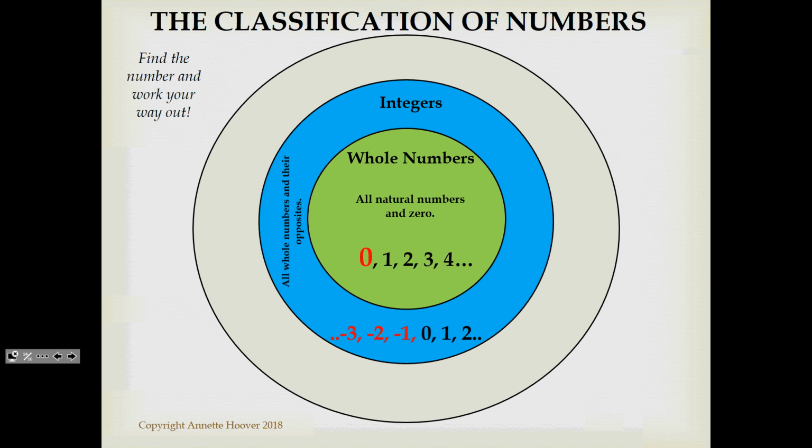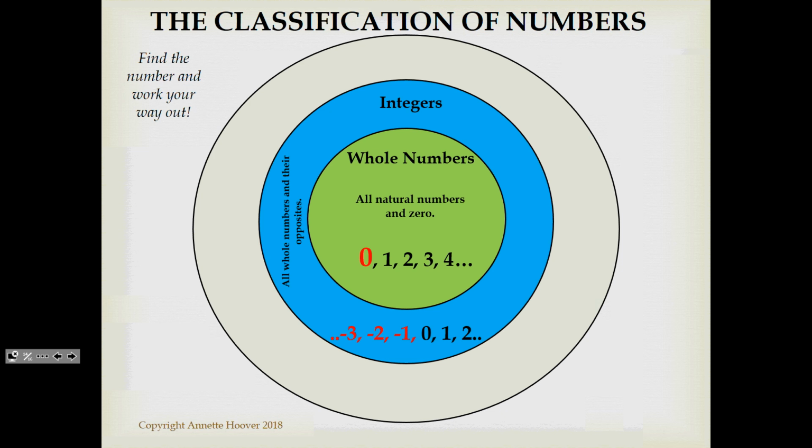So integers, if you were to look at an integer number line, it would have in the center of it negative 3, negative 2, negative 1, 0, 1, 2. Still does not include fractions, still does not include decimals. It's all the whole numbers and their opposites, which means all the negative whole numbers.